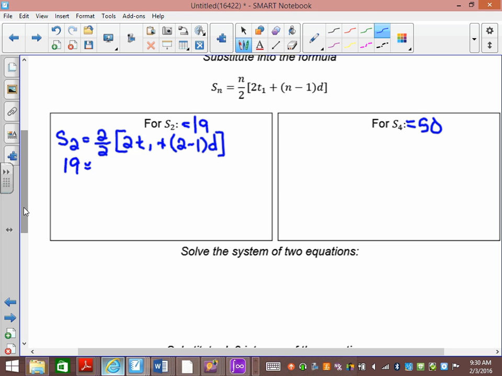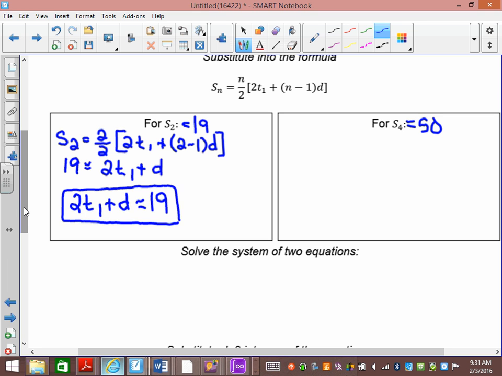So we have 1. I don't need to write it. Then 2T1 plus 1D, so plus D. So how would I rewrite this equation? 2T1 plus D equals 19. And then it's in the exact same format as our X plus Y equals number format we just did, right? Seeing the connection between what we just did and this? Okay, try it for S4 now.